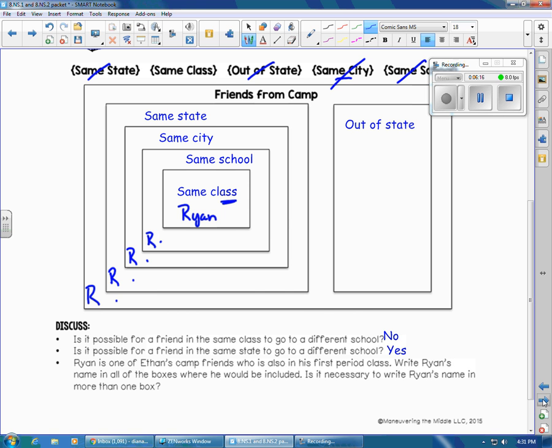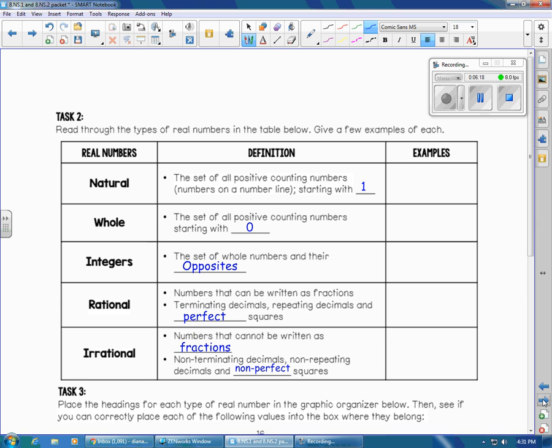Let's take a look at how this relates to numbers. So let's switch the page real quick. Let's talk about real numbers. What are our categories of real numbers? The most specific category is natural numbers. This is the set of all positive counting numbers on the number line starting with 1.